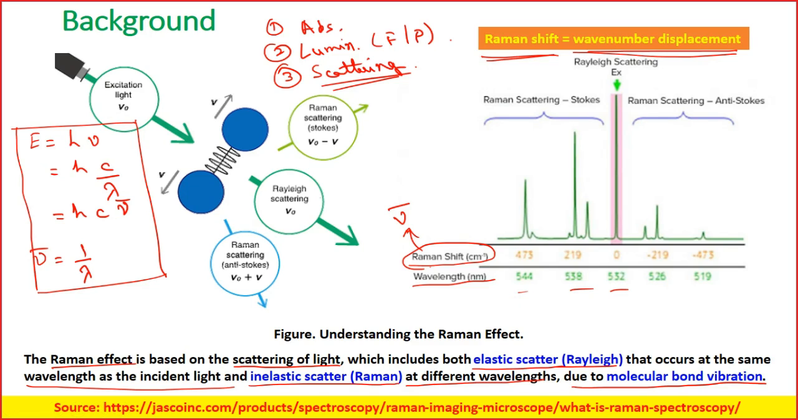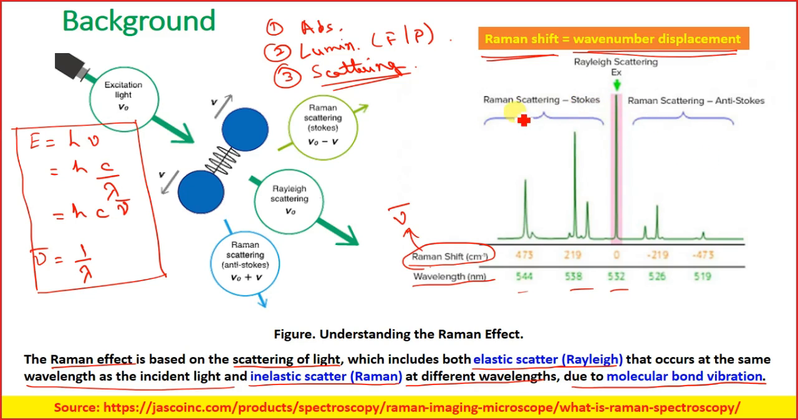Yes, sir. But I had a question, sir. Why is the intensity of anti-Stokes lesser than Stokes? It depends on the molecule. If it is a diatomic molecule, then it may have the same intensity, or it may be the reverse. It all depends on the characteristics of the molecule. So this is not a general trend.